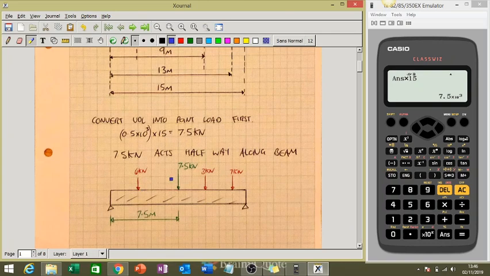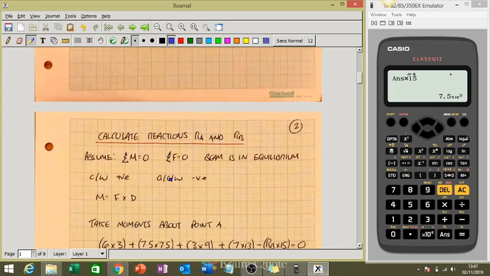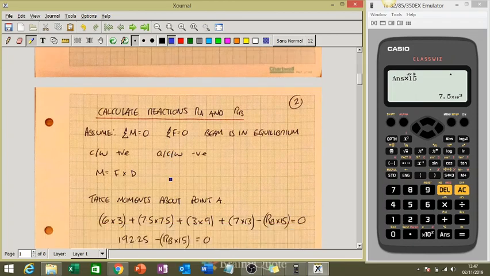It makes it easier for us now to work out the bending moment, but first of all we've got to do the reactions. You should be fairly comfortable doing this. Assume the sum of the moments equals 0 and the sum of the forces equals 0. The beam is in balance, or equilibrium. We'll call clockwise moments positive and anti-clockwise moments negative. A moment is a force times distance.